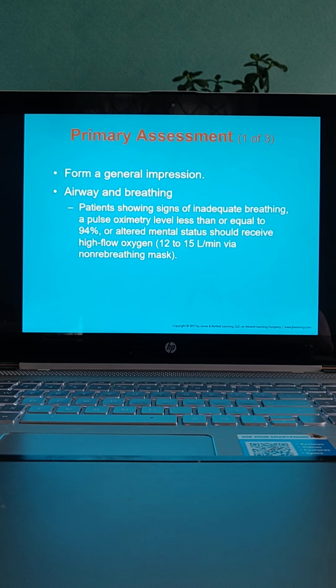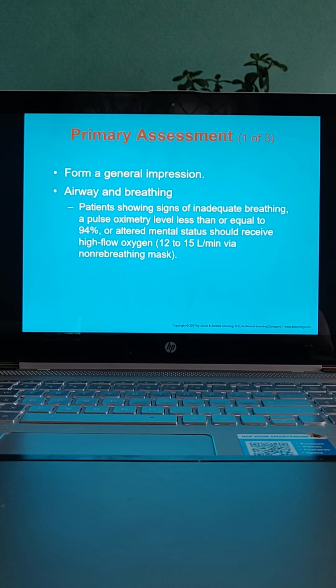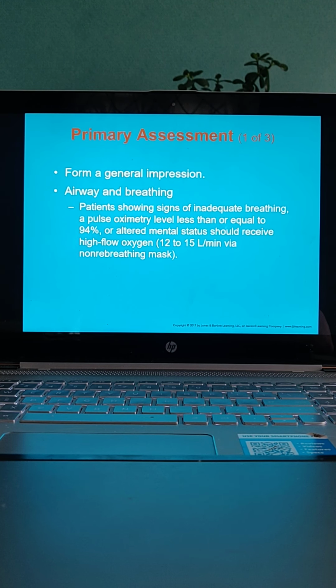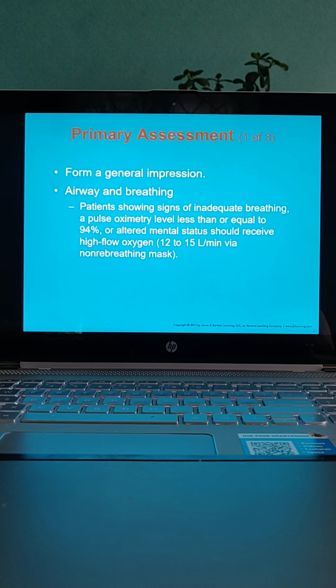Get your general impression formed. Okay? Determine your level of consciousness. Level of consciousness. Are they alert to person, place, time, and event? Do they know who they are, where they are, what day of the week it is, what month it is? And do they know what happened? Do they know why you're there? Then you want to check your ABCs, airway, breathing, circulation.